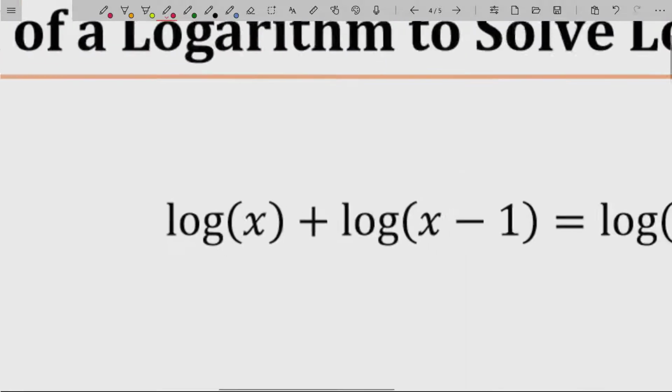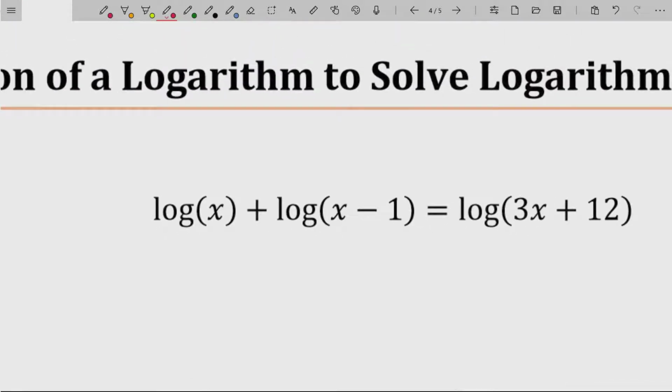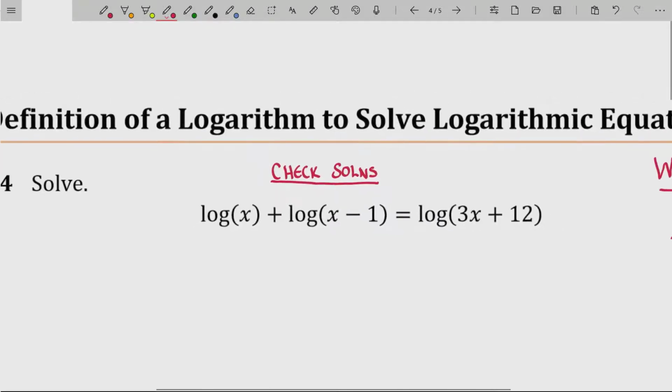When you solve a logarithmic equation, right at the beginning, just tell yourself, check solutions. Because if you don't, you will likely be wrong. You don't want to be wrong. So, all right, let's go ahead and solve this.